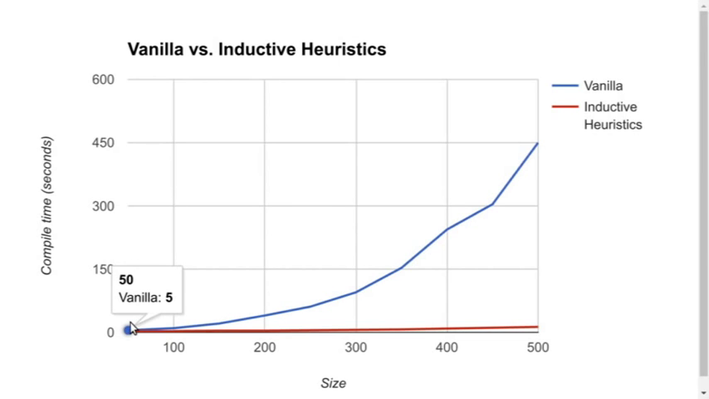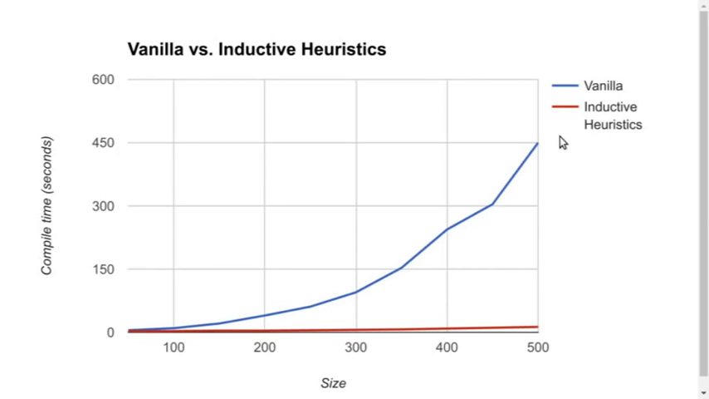So this is a graph of compile time versus the number of implicits in that H-list. These numbers are actually slightly better than the last time I did this talk, because there was a compile time performance regression in 2.12.0 RC1, which has been fixed. So the numbers have got better for vanilla Scala. They've got even better for the stuff with my inductive heuristics added on.